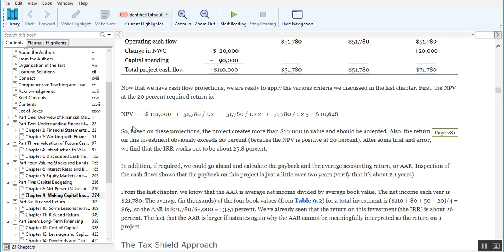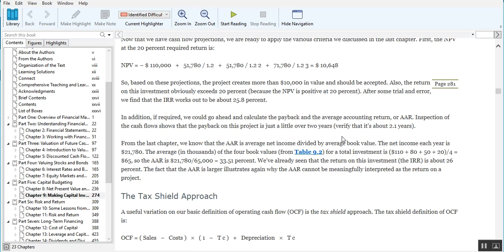Now we want to do a net present value for that, so we calculate it like this. The initial outlay is a negative. We're going to bring in $51,780 the first year, divided by 1 plus the required rate of return of 20%. Year 2, the same thing, divided by 1 plus the required rate of return of 20% raised to the second power. And year 3, the cash inflow goes to $71,780 over 1 plus the required rate of return raised to the third power. All told, the net present value of the project is $10,648. And since it's over $10,000, and that's our criteria, we should accept the project. We should engage in it.